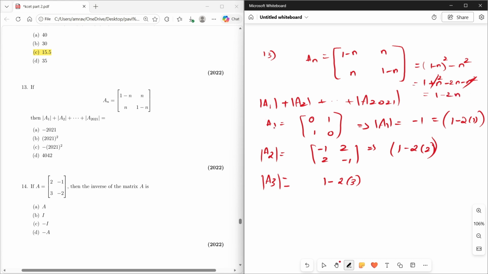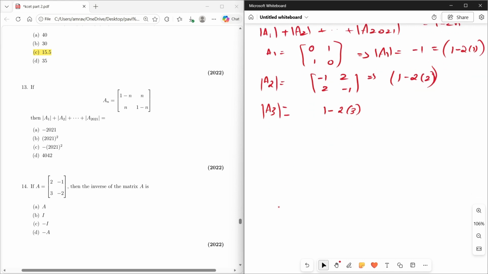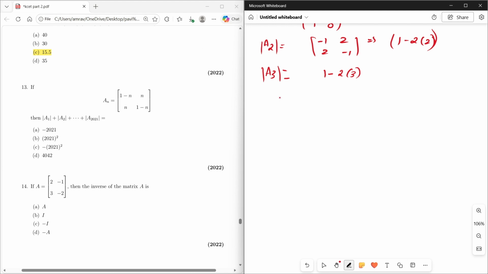So when you substitute n is equal to 1, you get 1 minus 2. When you substitute 2, you get 1 minus 2 into 2. Similarly, for a3, 1 minus 2 into 3. Since they have asked till determinant of A 2021, this is equal to (1 minus 2 into 1) plus (1 minus 2 into 2) plus so on, up to (1 minus 2 into 2021).